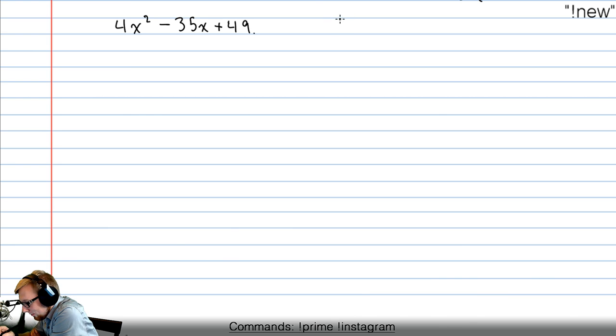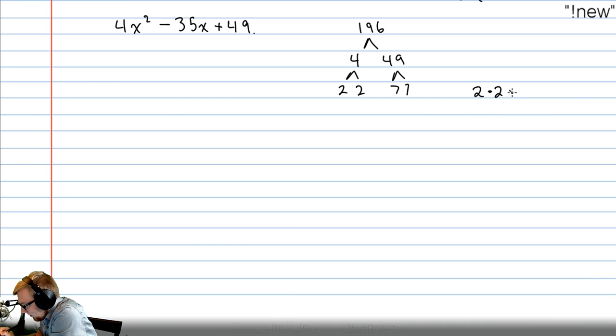So a times c is what? 4 times 49? 196. And if I remember correctly, we had another question with 196 on it. Yeah, but we already kind of know what the factors are. We could just do it again real quick. True. 2 times 2 and 7 times 7, right? Mm-hmm. So, what are our possibilities?